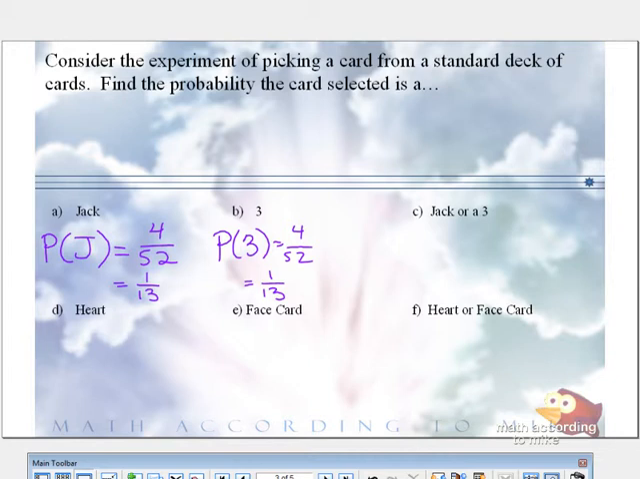Yeah, mutually exclusive. They can't happen at the same time. So when you have events that are mutually exclusive, you just add the probabilities. So the probability of picking a jack or a 3 is equal to the probability of picking a jack plus the probability of picking a 3.